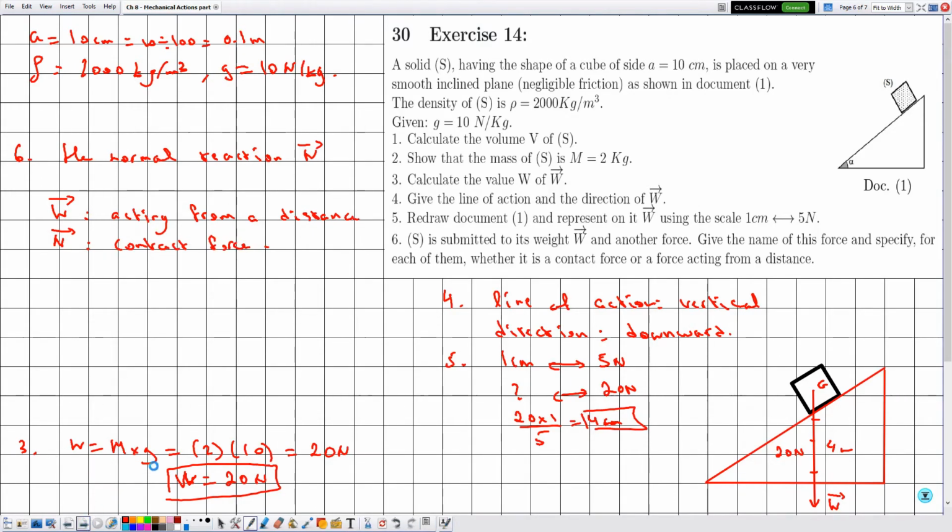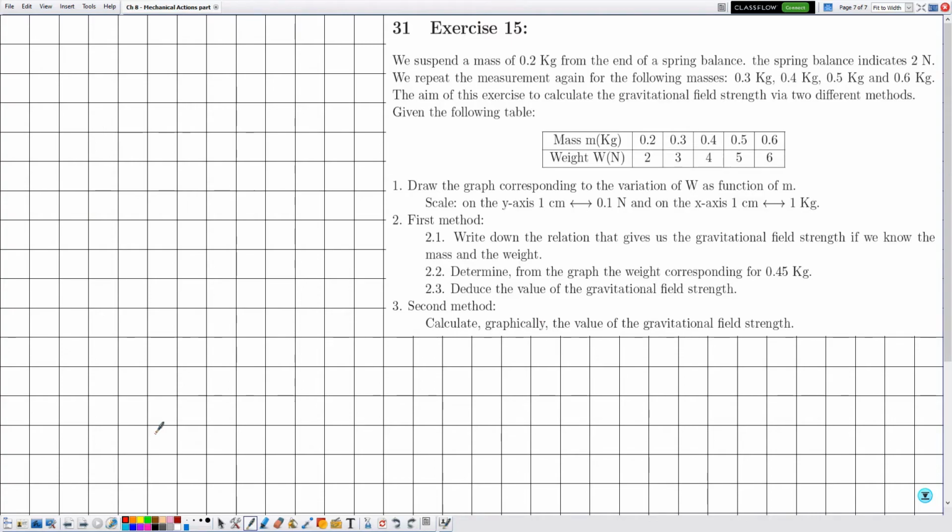And now let's move to the final exercise in this video. They are telling us we suspend a mass of 0.2 kilograms from the end of a spring balance. The spring balance indicates 2 newtons. We repeat the measurement again for the following masses. The aim of this exercise is to calculate the gravitational field strength via two different methods given the following table.